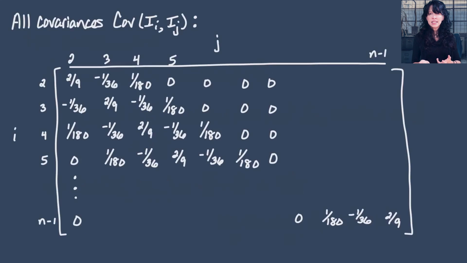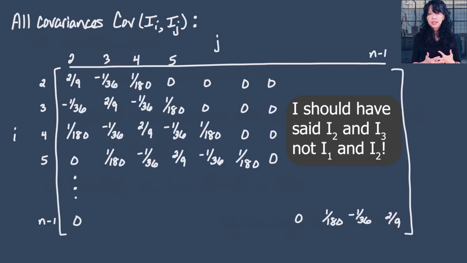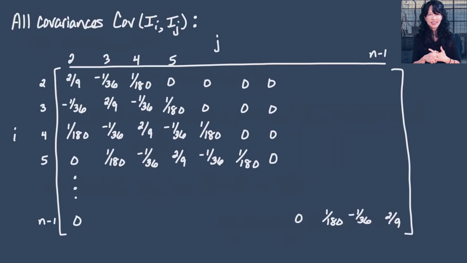What we just saw is that the covariance between, say, the indicator I sub 1 and I sub 2 is negative 1/36. So that's right here. Covariance is symmetric, so you should get negative 1/36 if you computed the covariance between the indicator I sub 2 and I sub 1. And in fact, all of my first off-the-diagonal entries are negative 1/36. If you went on and did more computation, you would see that the covariance between an indicator I sub i and I sub i plus 2 is positive 1/180. And if you go further apart in the indices, the covariances are 0.